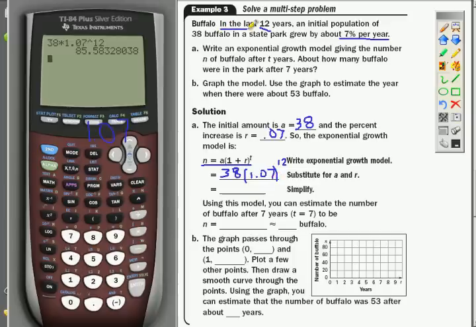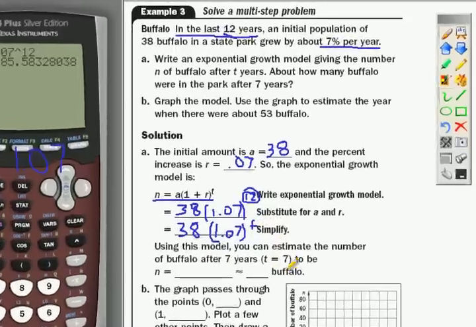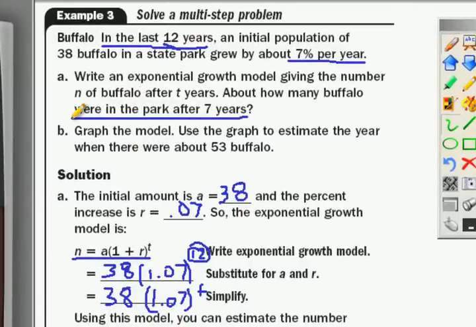Now this is what's happened over the last 12 years. And so the initial population of 38 had a growth of 7% over the last 12 years. That's not what they're asking us to do here. They didn't ask us to put 12 in here. They asked us really just to put t in here to give us an equation. So when we're looking at this, we're really just looking at 38 times 1.07 to the t power. All right? And then using this model, you can estimate the number of buffalo after 7 years, because that's the question they're asking in A, right?